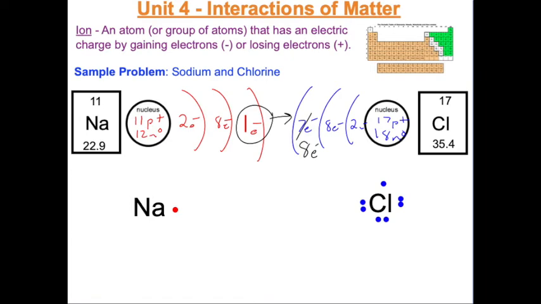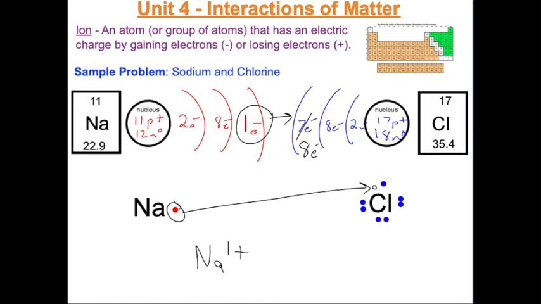Chlorine now has a full outermost shell. Sodium also has a full outermost shell because it lost the one electron in its third shell, meaning its outermost shell is now the second shell, which was already full, so everything works out. It is much easier to draw an electron-dot diagram. The one valence electron from sodium moves over to chlorine, filling its outermost shell.